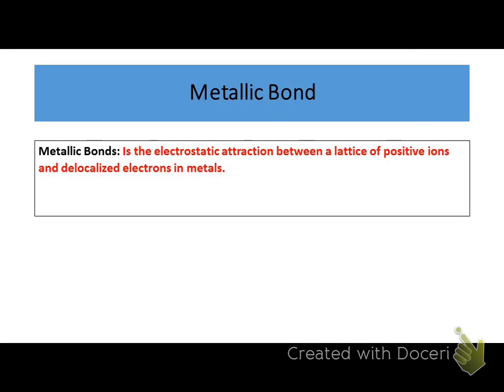So again, a metallic bond is an electrostatic attraction between a crystal lattice of positive ions. No negative ions, because we don't have any nonmetals. So only positive ions and their delocalized electrons in the metal.